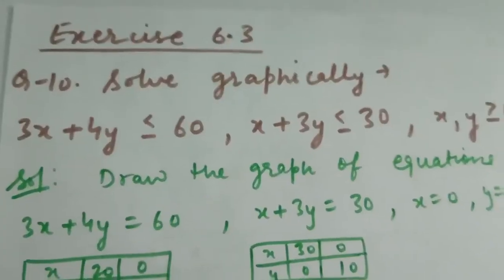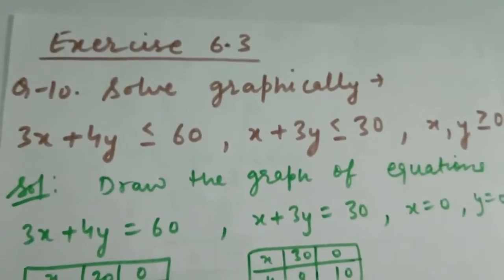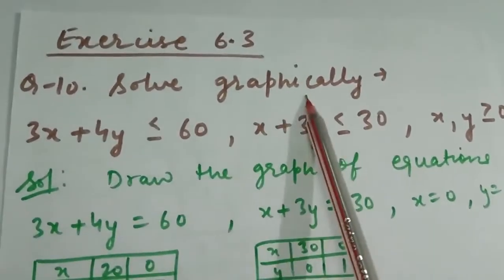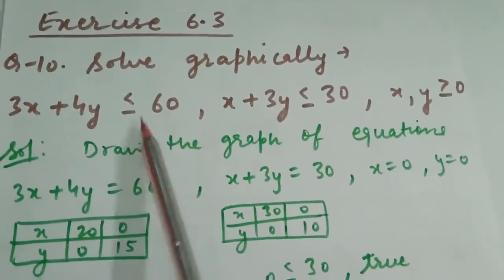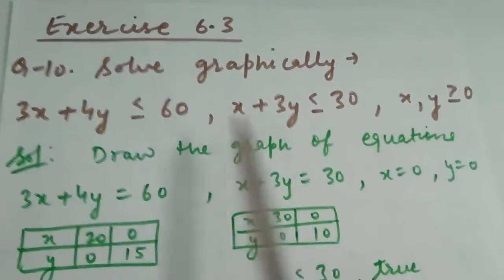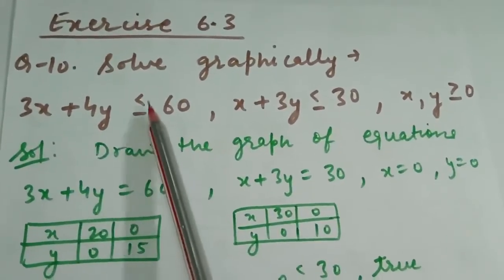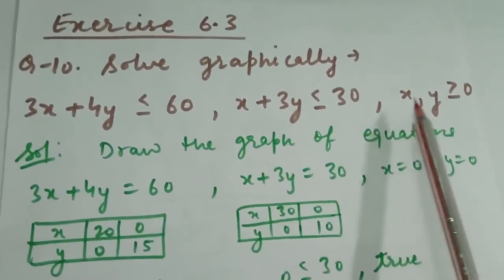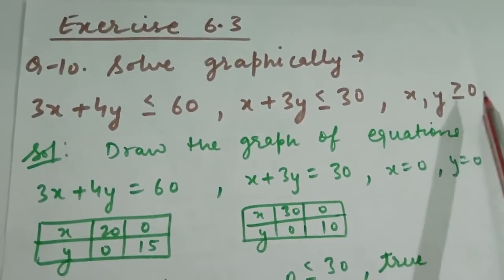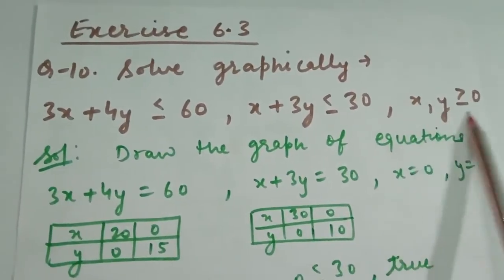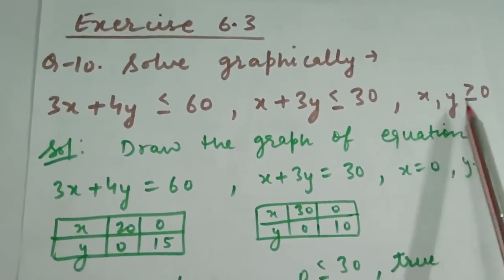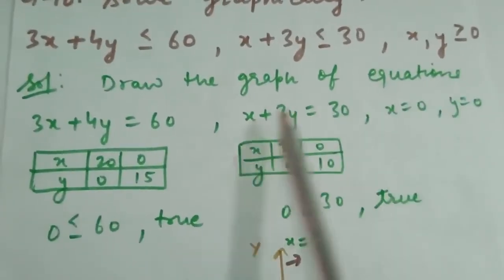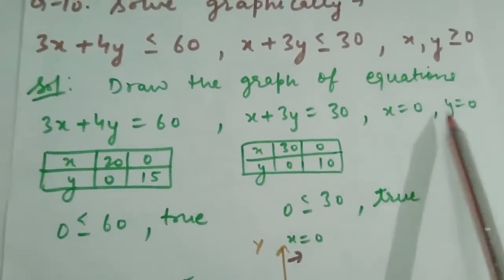Now we will discuss the homework solution of the previous lecture. So the solutions of exercise 6.3, solve graphically. These inequalities are given: 3x plus 4y less than or equal to 60, x plus 3y less than or equal to 30, and x and y both are greater than or equal to 0. As we know, this only means that the solution will lie in the first quadrant. So we'll draw the graph of these four equations, right?